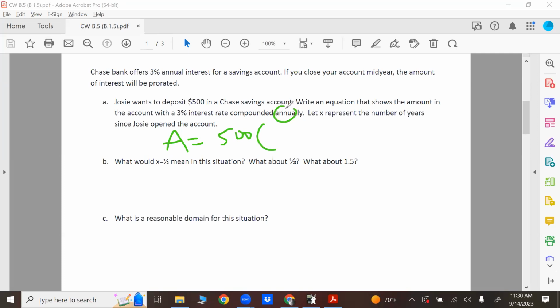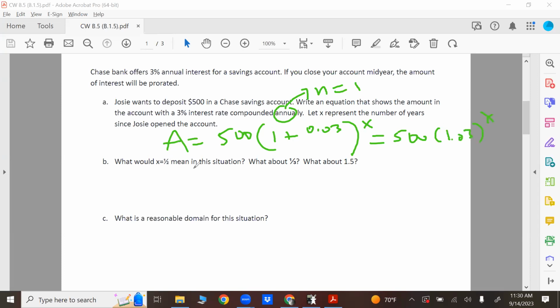Now it's compounded annually, so n is 1, because annually means once a year, right? So you do 1 plus 0.03 divided by 1, which is 0.03, obviously, raised to the 1 power times t, or just say times x. So you don't really need that divided by 1. You can just do that. That's totally fine. So that's your answer there: 500 times 1.03 raised to the x power.